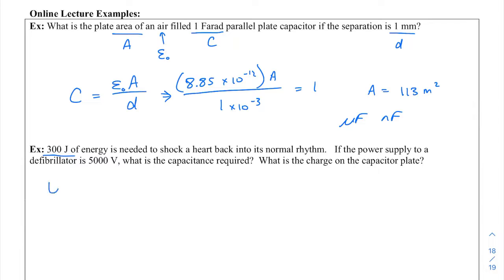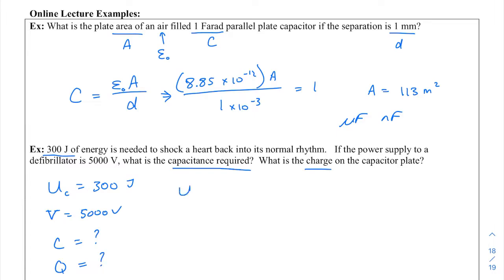Okay, so we know that the energy of our capacitor needs to be 300 joules. And it says that the power supply to the defibrillator is 5,000 volts. So that's my voltage difference. What is the capacitance required? So we're looking for C. And what is the charge? So we're looking for Q.